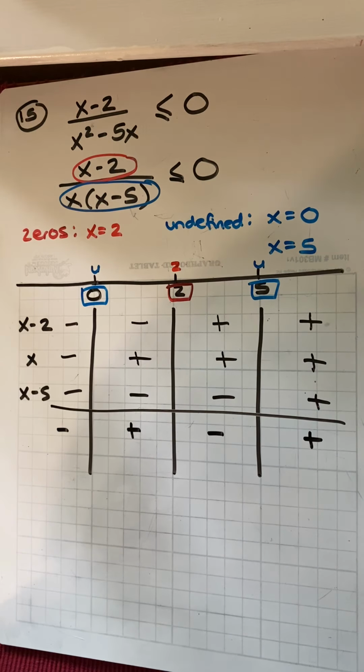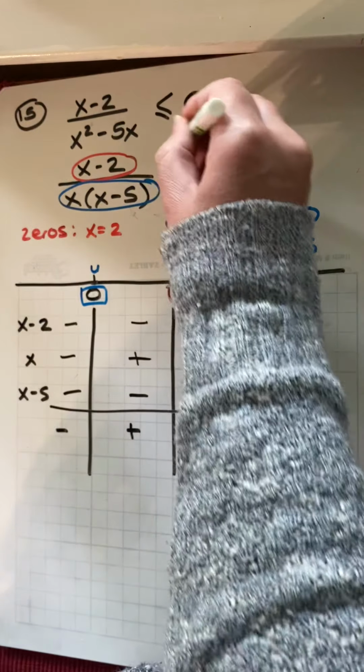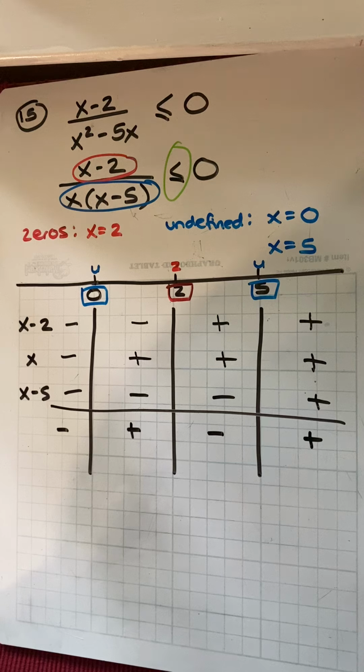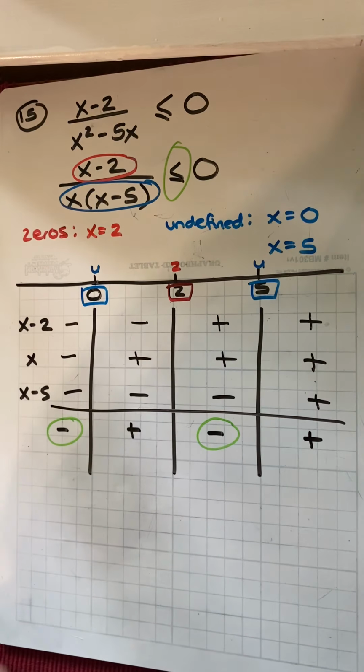And once you've done your sign chart, then you're going to determine, well, what is it that my inequality is actually asking me to do? I'm trying to see when is the function going to be less than or equal to 0. So that means I want to see when it's equal to 0. It also means I want to see where it's negative. So it's going to be negative in those two spots.